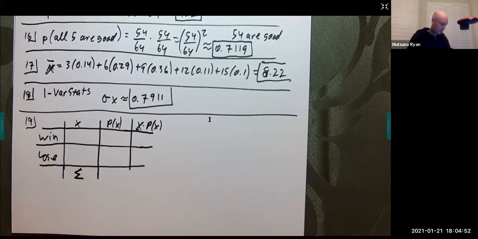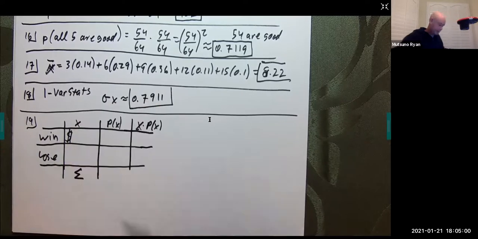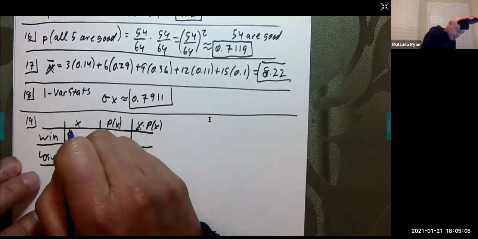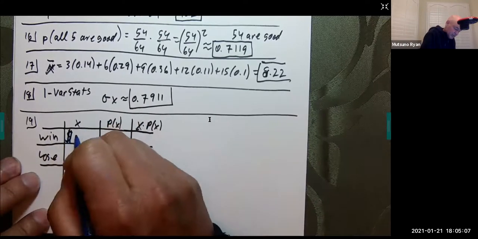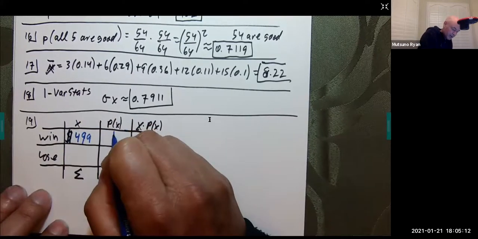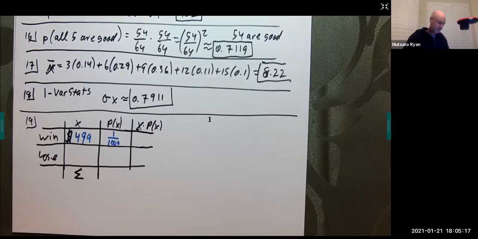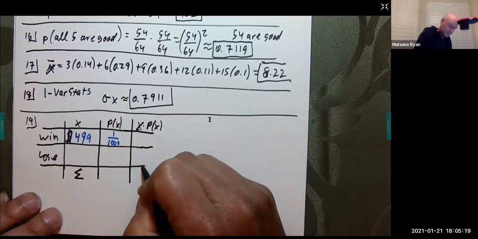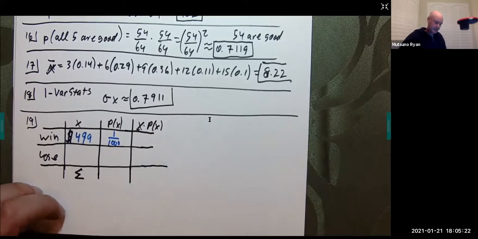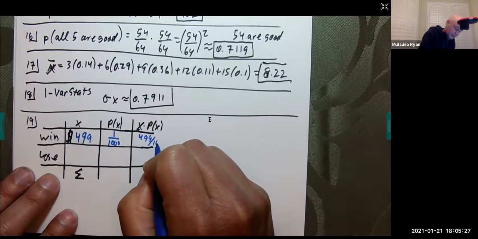All right, so if you win, you only get $499 because you've already paid $1 to get into this. So you win $499. However, your probability of winning is only 1 out of 1,000. So when I multiply the two, I get 499 over 1,000.